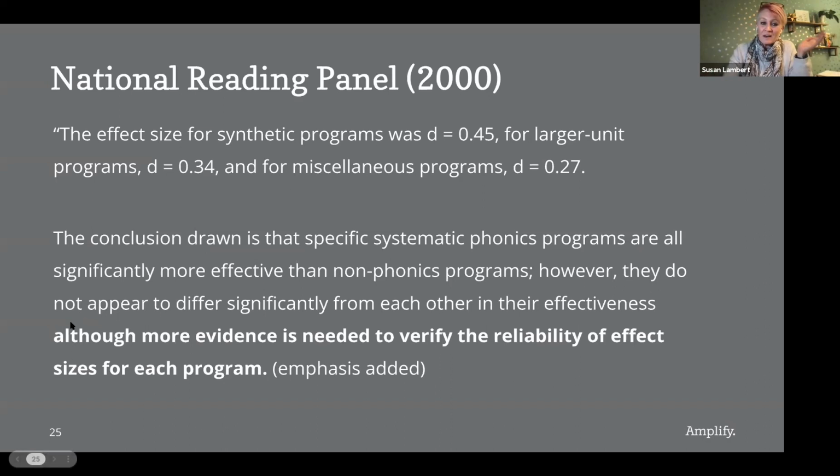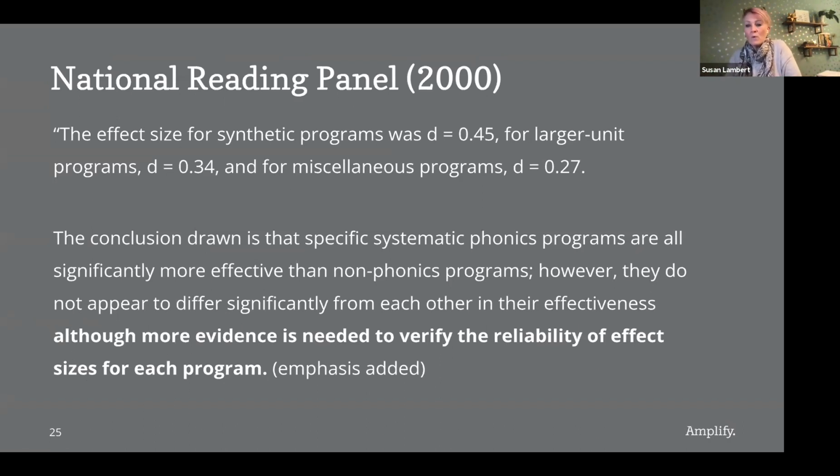But look what it said: although more evidence is needed to verify the reliability of effect sizes for each program. It's this really bolded emphasis that I added on this quote. Now, this comes right from the National Reading Panel report, to say that it's now the year 2020.